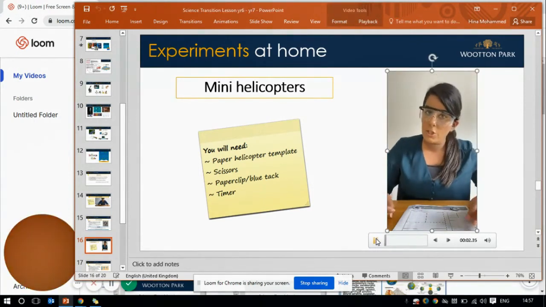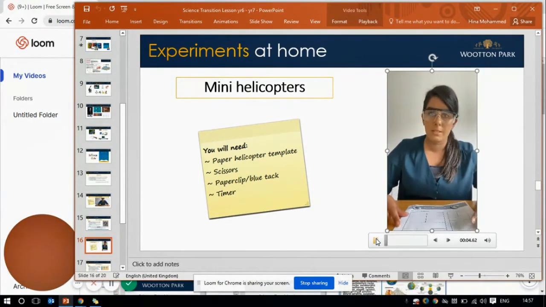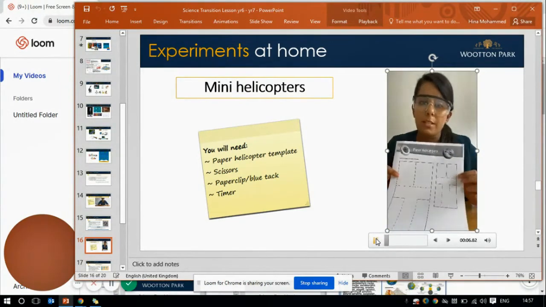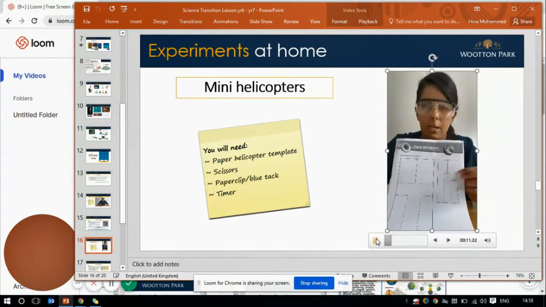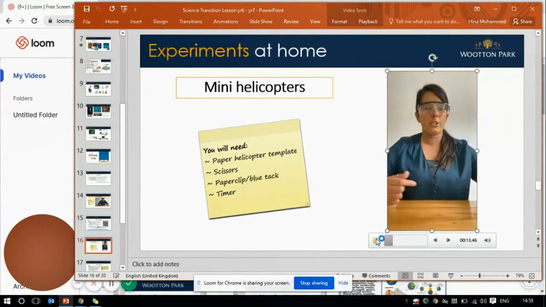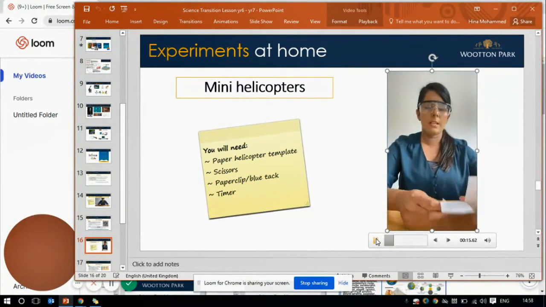Mini helicopters. Now you should have a template to the mini helicopters given to you. If you are unable to print it, you can have a go at drawing the rectangular shape with the lines using the help of a grown-up. Once you've got that, you can cut out your mini helicopters.